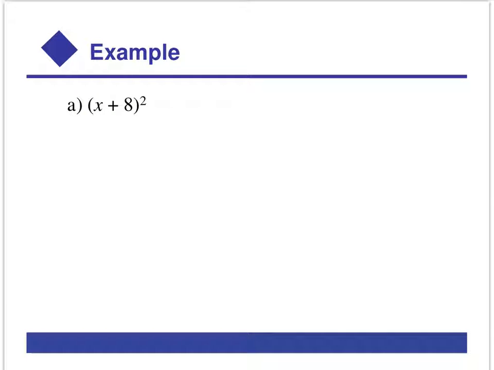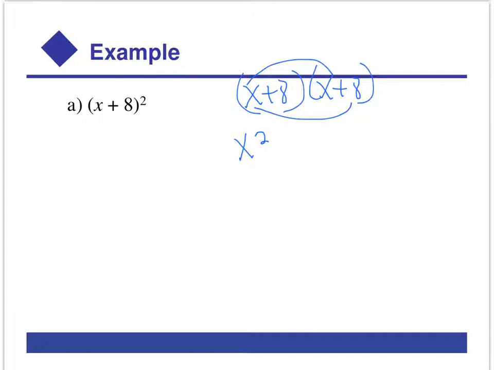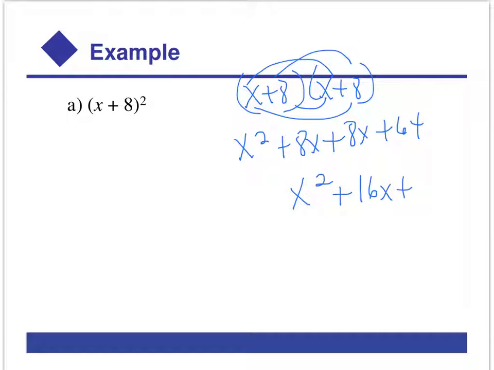Again, you can do it the old-fashioned way, and let me show you what happens if we do so you understand where all this comes from. This is simply saying x plus 8 squared. So you write down 2 times. First gives us x squared. Outer gives us plus 8x. Inner gives us plus 8x. And then last is plus 64. So you get x squared plus 16x plus 64.